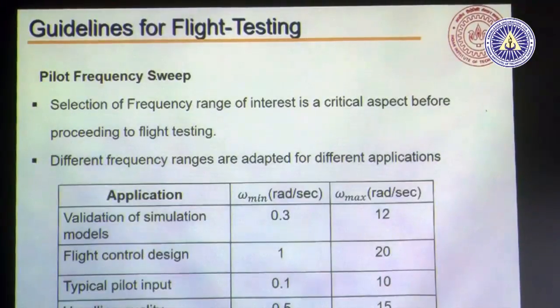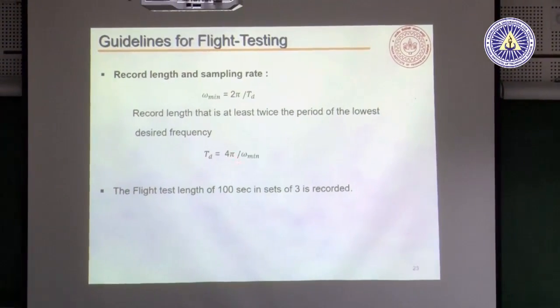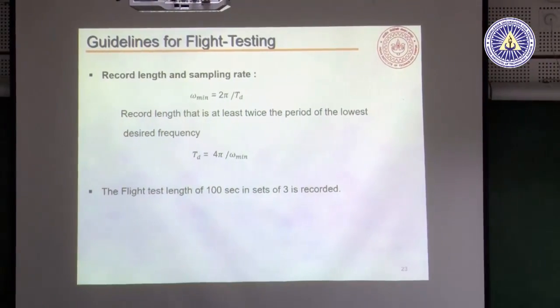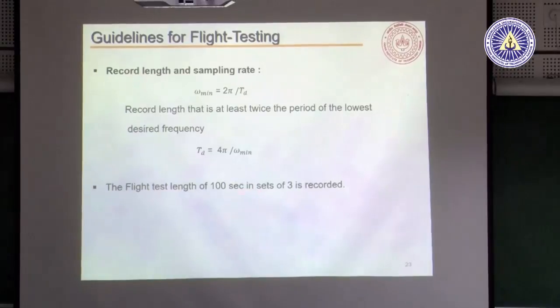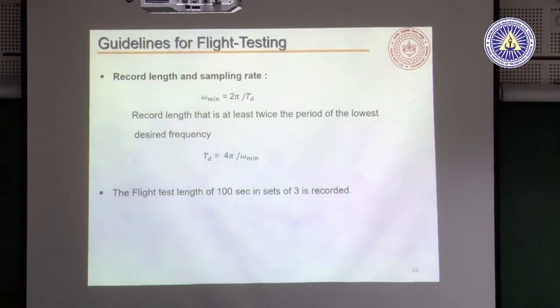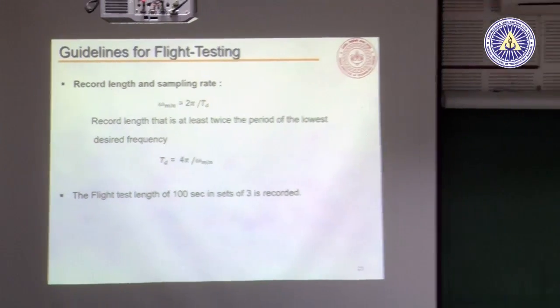So, if my omega min is say 0.3, it will be 4 pi by 0.3, so it will be 40 pi by 3, roughly 42 seconds or so. That is the duration in seconds for which you have to collect the data. For our case, for the small helicopter, we typically did flight tests of 100-second duration, and we collected data for 3 sets of flight tests. So, if I want to excite the mode in the longitudinal direction, I will give the longitudinal input, do this experiment and collect data for 100 seconds, and I will repeat this experiment 3 times. For every axis I will do it 3 times each.